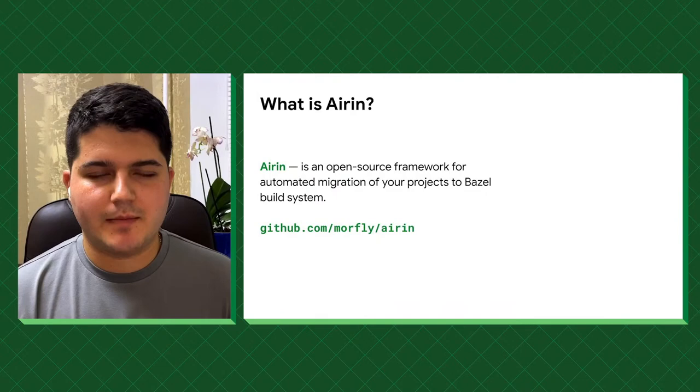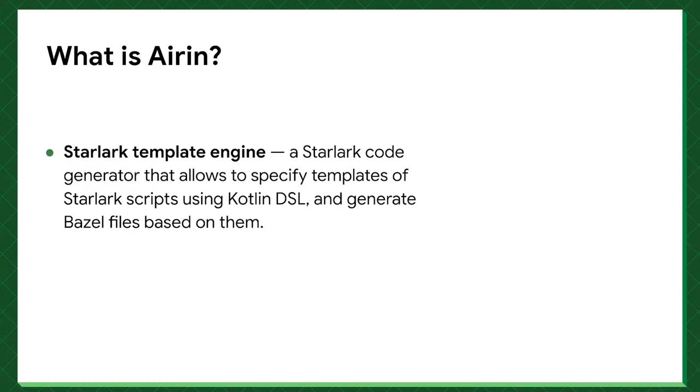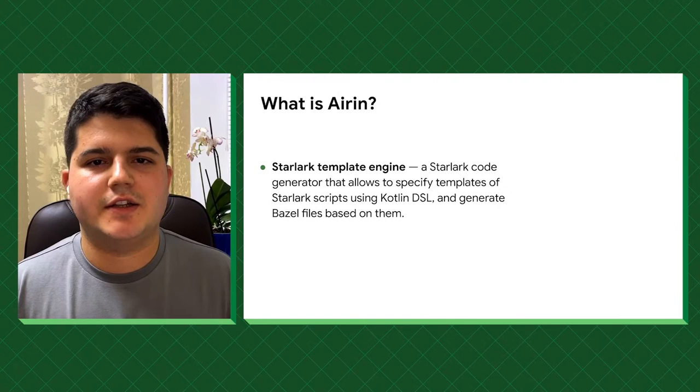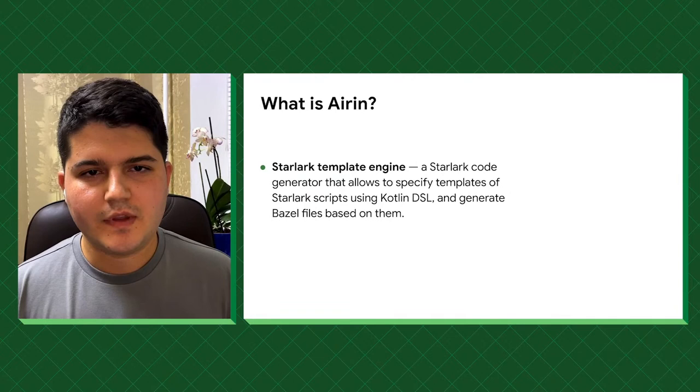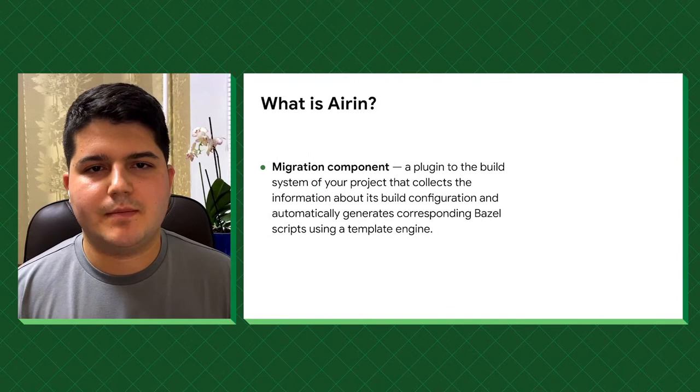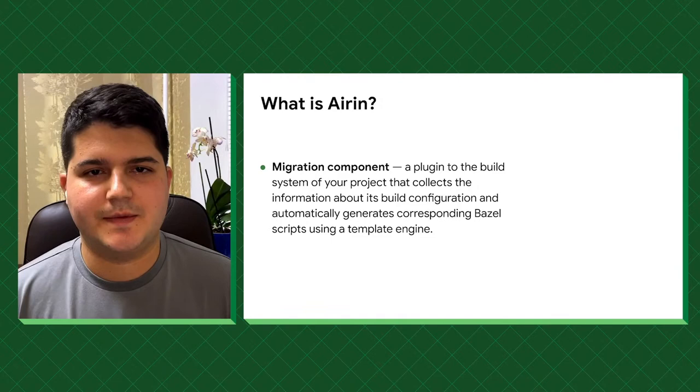Overall, it consists of two primary components. The first of them is a Starlark template engine. Basically, this is the code generator for Starlark that allows you to define templates using Kotlin and Kotlin DSL and generate Bazel scripts based on those templates. The second component is a migration component, which works as a plugin to your build system, and it gathers all the build configuration of your project and generates corresponding Bazel files using the template engine.